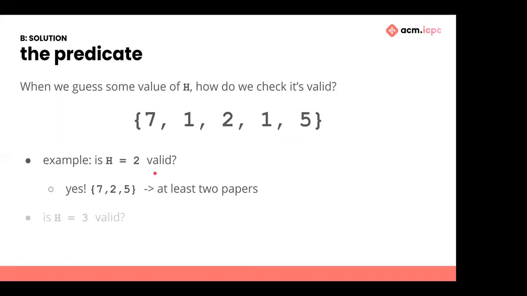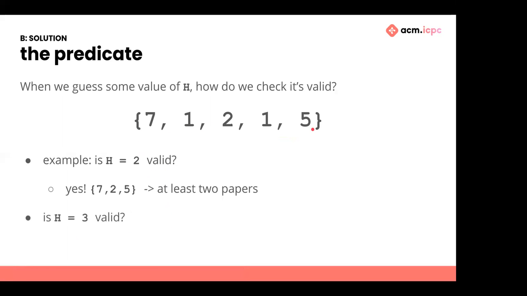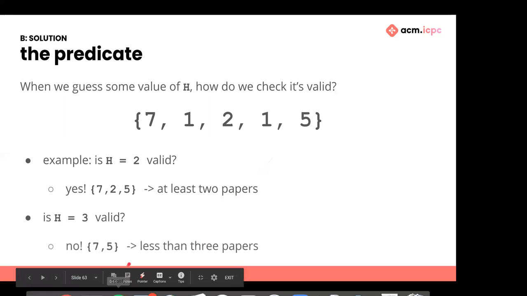And another example is, is H equals 3 valid? Once again, we have to go through the entire array because we don't have any prior knowledge of the array elements. So we go through it. 7 is greater than or equal to 3. 1 is not, 2 is not, 1 is not, and 5 is. So overall, we have 2 papers that have at least 3 citations, which means that H equals 3 is not valid because we have less than 3 papers that have 3 citations.